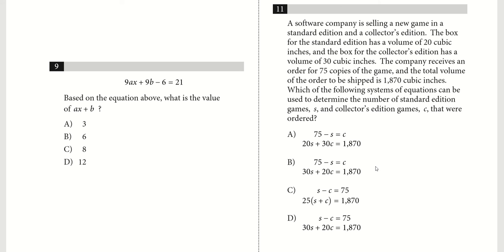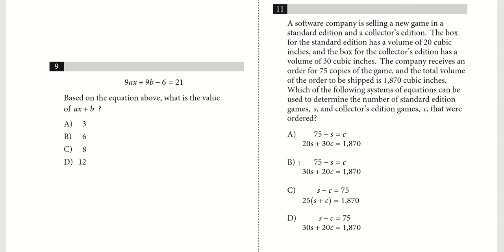And well, what does that actually mean? So I actually don't see an S plus C anywhere, so we're going to have to be a little bit more careful here. So it's definitely not S minus C equals 75, and so C and D are out. It just can't be that.